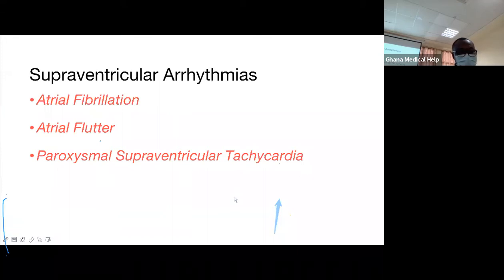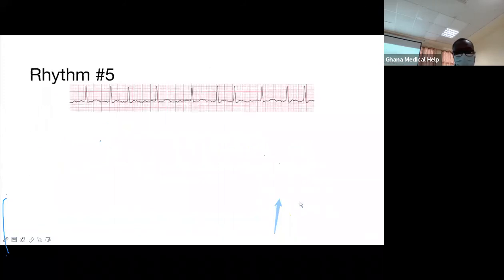Of course, those who want to dig into those can go on: the MAT and the PAT, the multifocal atrial tachycardia and the paroxysmal atrial tachycardia. You can probably look that up. But for the layman like me, I'm fine with atrial fibrillation, atrial flutter, and paroxysmal supraventricular tachycardia. So let's look at this rhythm number 5.